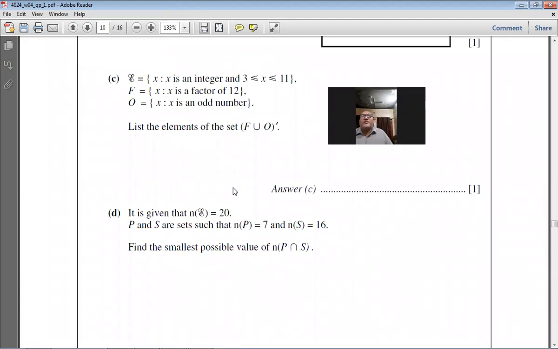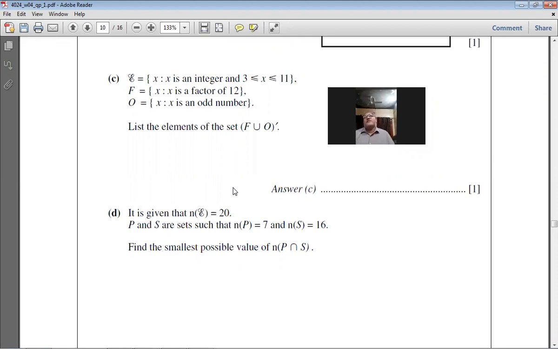So we have the C part of question number 18. He says the universal set is X such that X is an integer and X is greater than or equal to 3 and less than or equal to 11. So it will be 3, 4, 5, 6, 7, 8, 9, 10, and 11. And F is X such that X is a factor of 12. So the factors of 12 will be 3, 4, 6. And O is X such that X is an odd number. So the odd numbers will be 3, 5, 7, 9, and 11.